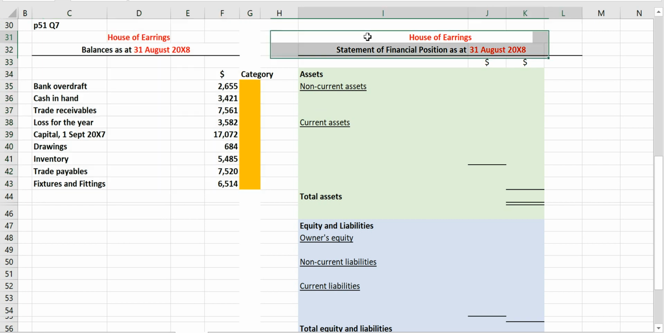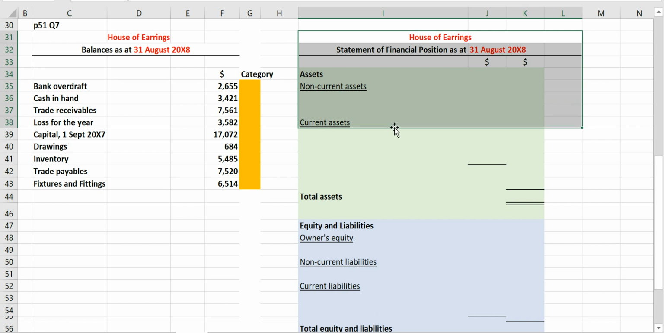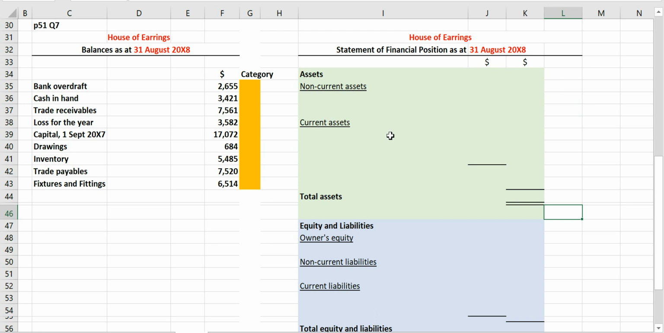Now, on your right, it's always good to have an idea of how your final answer will look. Your final answer will have 5 categories of items listed: one, non-current assets; second, current assets; third, owner's equity; fourth, non-current liabilities; and finally, current liabilities. So this will be how your statement of financial position will have items listed. Now, let's go back to the question.